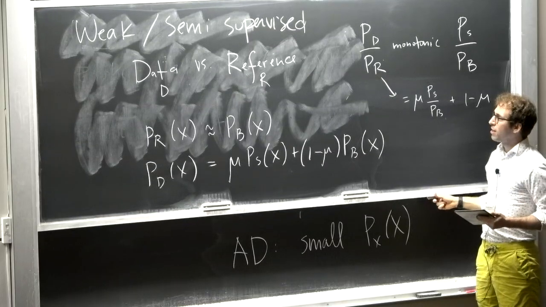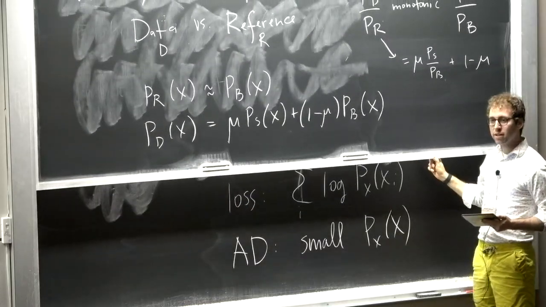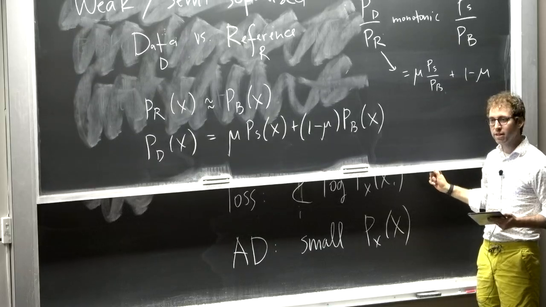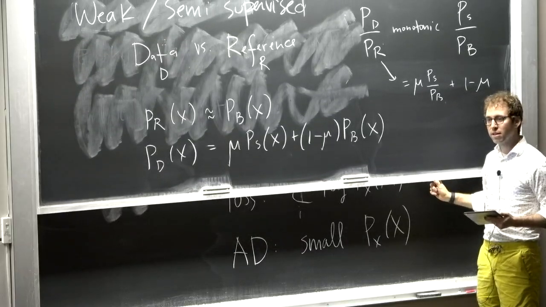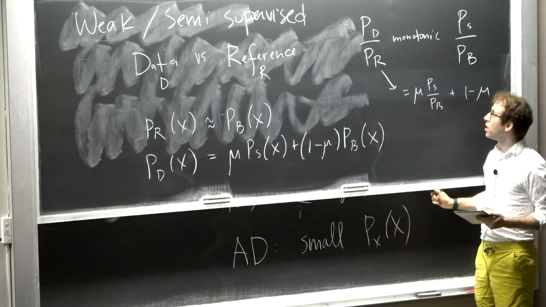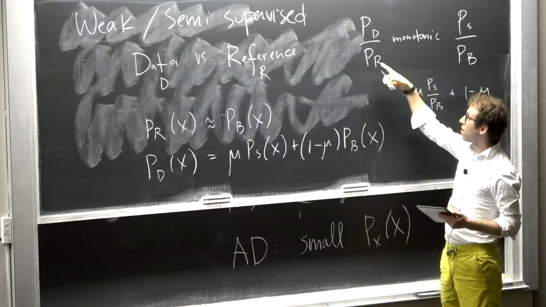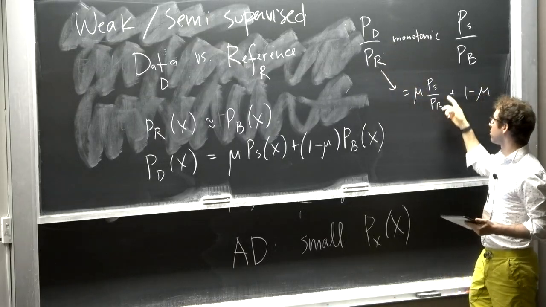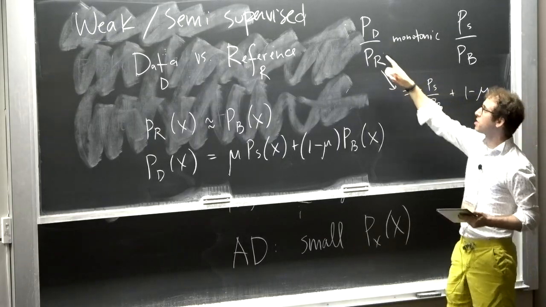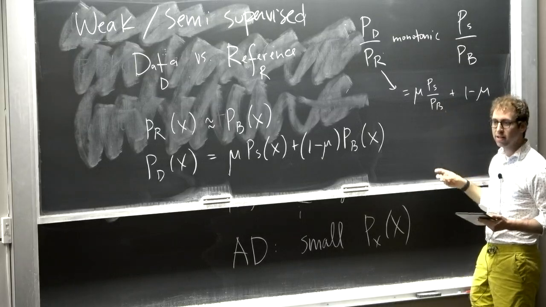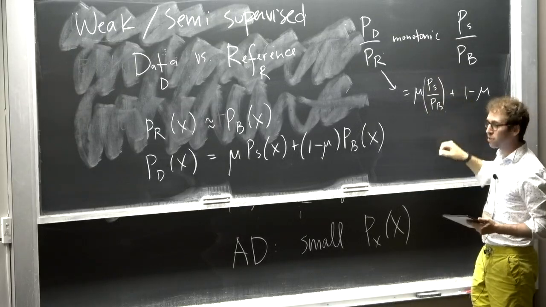I was wondering, does it just say PD over PR is monotonic, not also PS over PB? Sorry, yes, I want PD over PR to be monotonic with this. So just call this a new variable, and I want this to be monotonic with that, as a function.